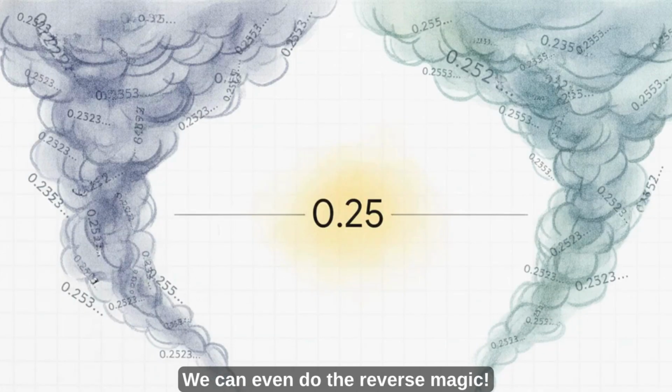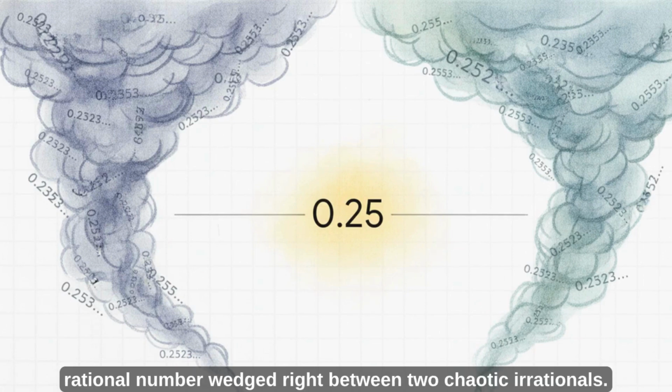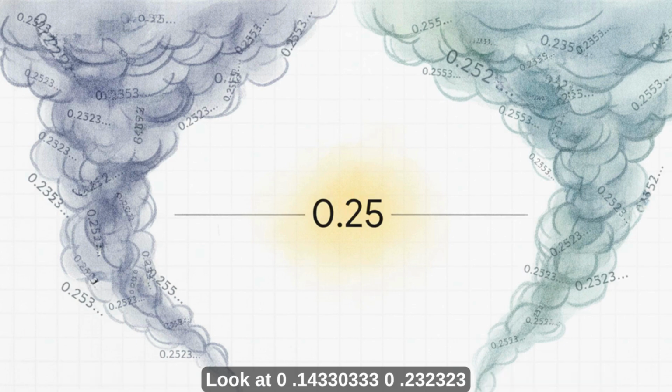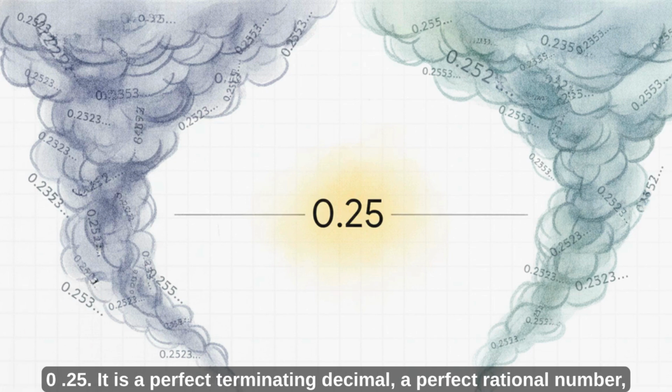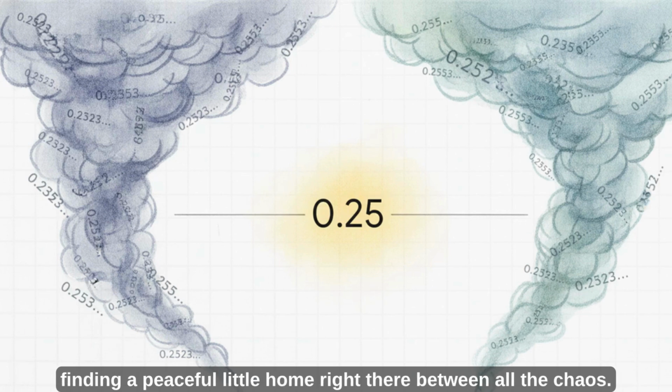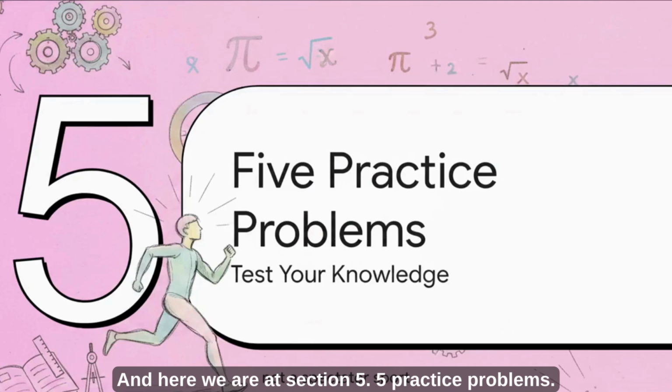We can even do the reverse magic. We can find a neat, well-behaved rational number wedged right between two chaotic irrationals. Look at 0.232323 repeating and 0.25555 repeating. What's a nice, clean, terminating decimal that sits right in between them? 0.25. It is a perfect terminating decimal, a perfect rational number, finding a peaceful little home right there between all the chaos. And here we are at section 5.